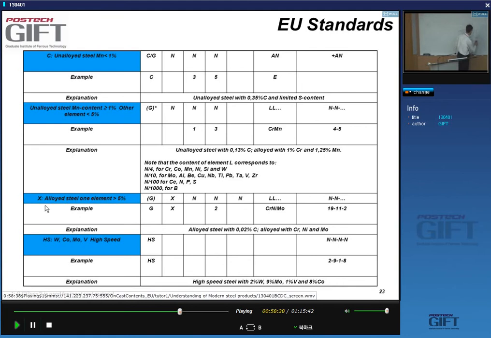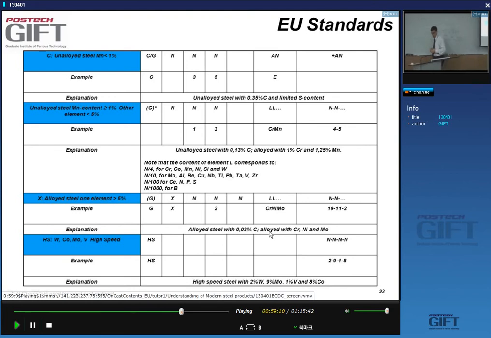In the example here, sometimes you'll see a G, yes, instead of a C. The G refers to the fact that it's ingot cast. You know, steels can be cast by continuous casting or by ingot casting. And so G means it's a specification for the way it's produced.